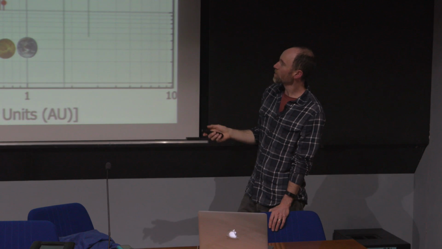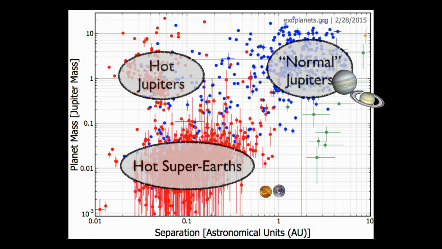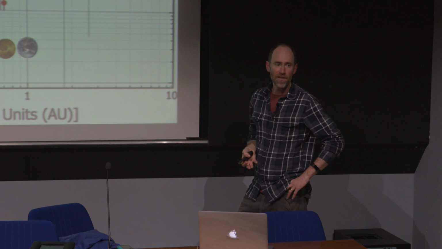Just to lump these into groups, this is generally what I'll refer to for these different clumps of data. These clumps up here are objects that are very massive, very close to their stars. They're typically called hot Jupiters because they're very massive and on very hot orbits. These are normal Jupiters in terms of being Jupiter size or Jupiter mass, but further away. And these guys down here are very, very abundant. I typically call them hot super Earths. That's not the greatest name because they're not necessarily Earth-like at all.